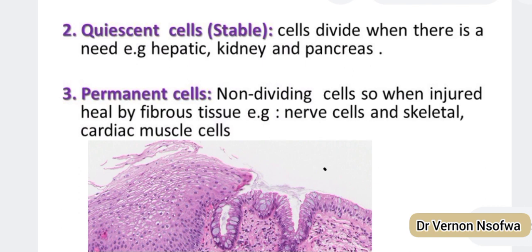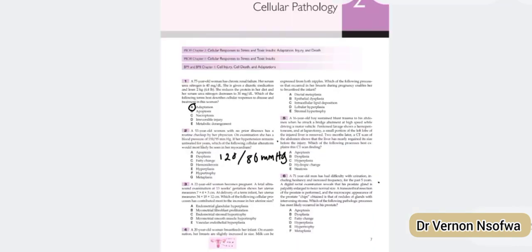But now, how do these cells accommodate pressure? How do they adapt? The way they adapt is by increasing in size. So if you put a lot of pressure on them, they increase in size. You go to the gym, you put a lot of pressure on your muscles, your biceps, and they increase in size and become big. Okay, so we can get back to our question.